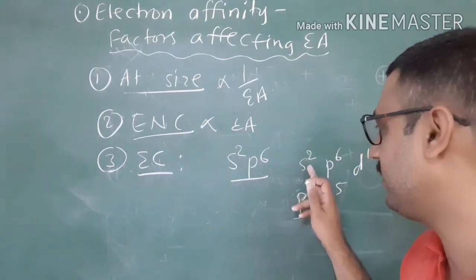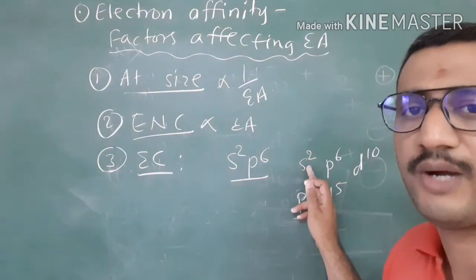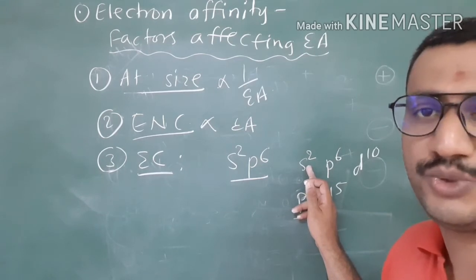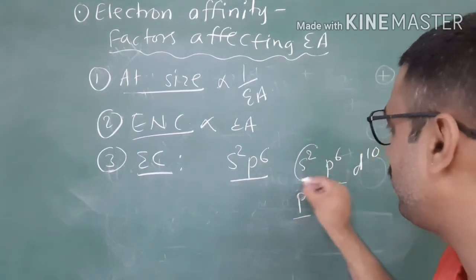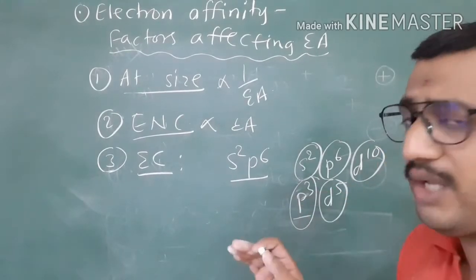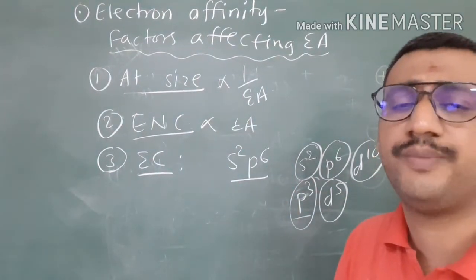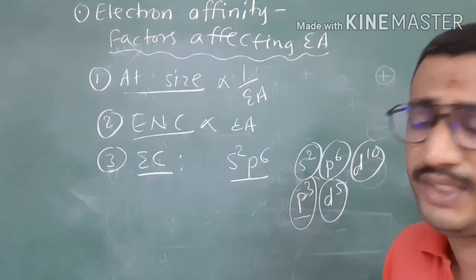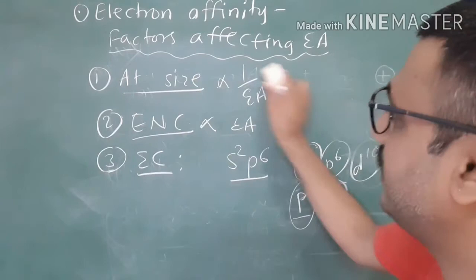Second group elements show the s2 outer shell electronic configuration: magnesium 3s2, beryllium 2s2. If such an outer shell electronic configuration is there, then the electron affinity value is near 0. It is very low, irrespective of these two factors. Okay, so let's see the next part.